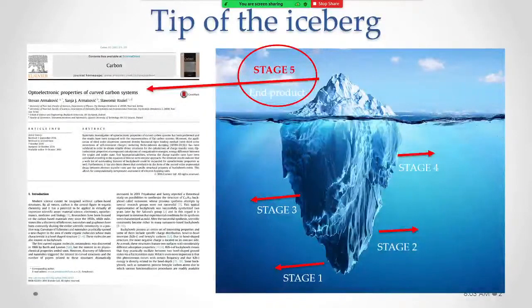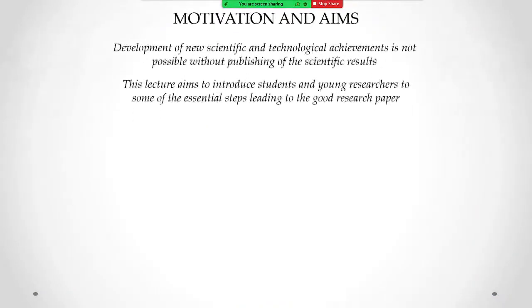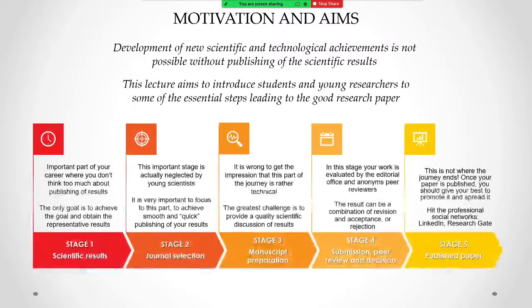So before we start, let us go through all of these stages that have to be fulfilled in order to have your paper published. What is actually a motivation to publish a paper? Well, the development of new scientific and technological achievements is not possible without publishing of the scientific results. So this lecture aims to introduce students and young researchers to some of the essential steps leading to a good research paper. Let us see what are the stages before paper publication.